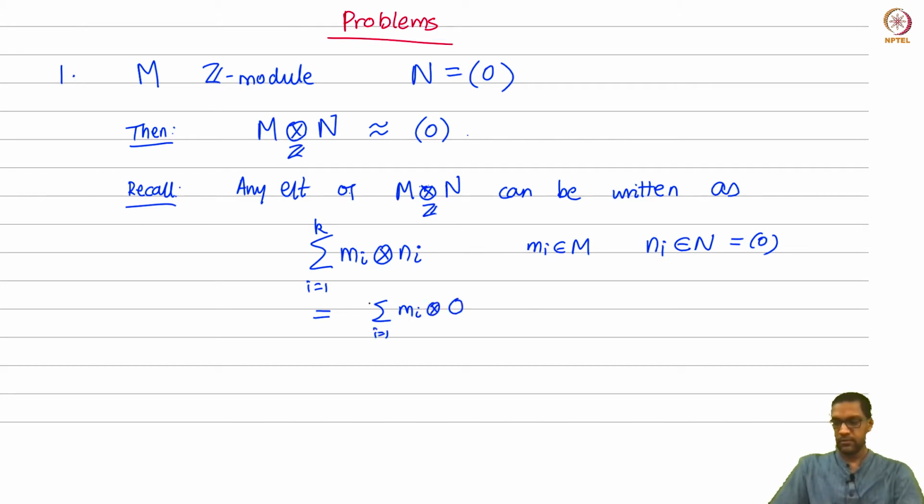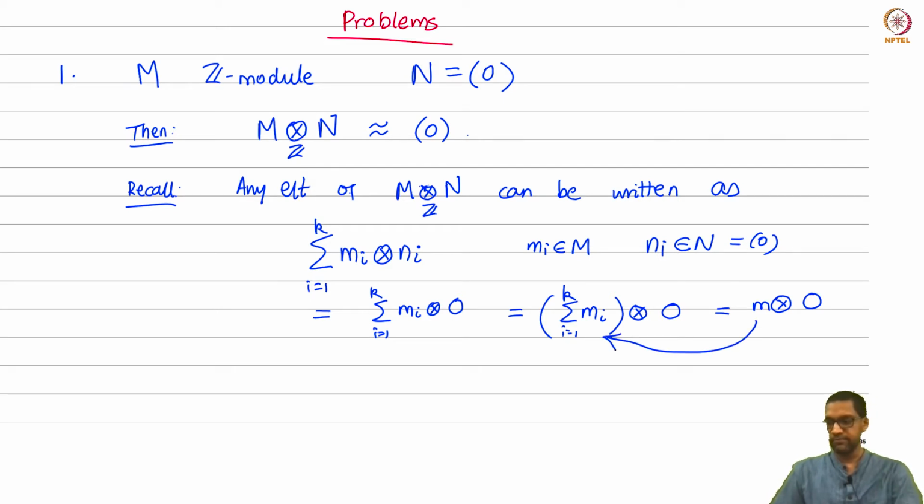Recall that this tensor product symbol between M and N was our alpha of M comma N that we looked at last time, and that was a bilinear symbol, meaning this is the same as summation Mi tensor 0. Let me just call this some M tensor 0, where M is just summation Mi. So I'll just give this a new name. Now this element M tensor 0 I claim is actually the element 0.